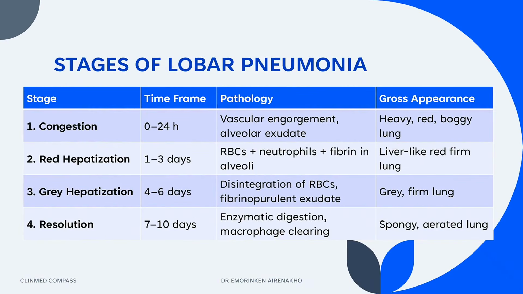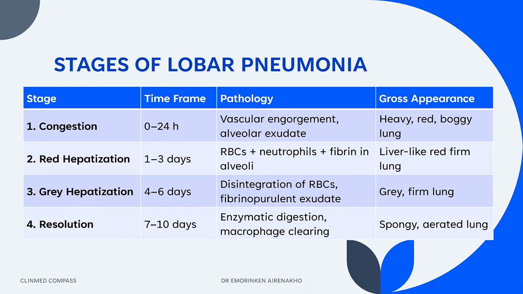Classic lobar pneumonia progresses through 4 stages: congestion, red hepatization, gray hepatization, and resolution. Congestion occurs within the first 24 hours. Lungs are heavy, red, and boggy. They are filled with fluid and bacteria at this stage.